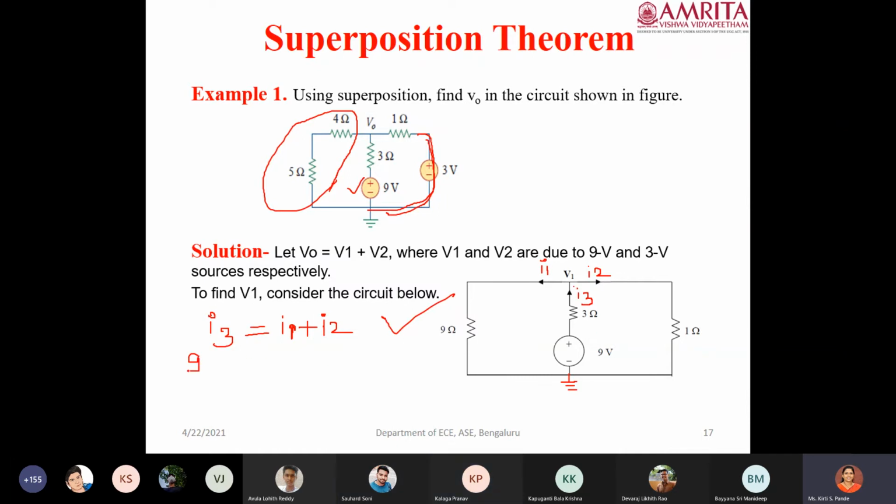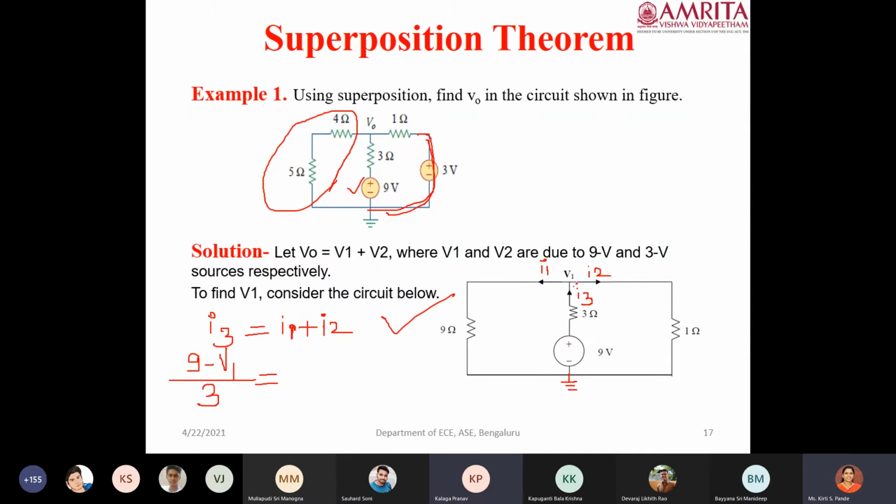V1 minus 9 by 3. No, I3 is flowing from 9 to V1, like from negative. 9 minus V1 by 3. Yes, 9 minus V1 by 3. Look at the direction of the current. 9 minus V1 by 3, that is equal to I1.